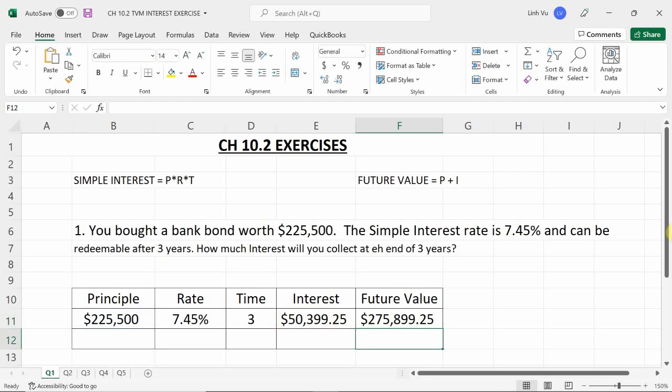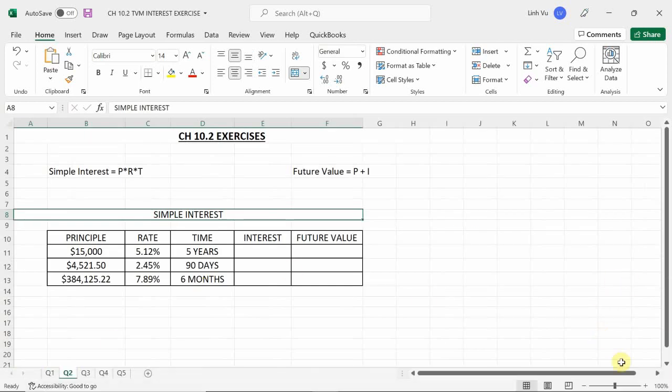So this is what I'm trying to ask you here. I bought a bank bond for 225,000, and it's going to give me 7.45% interest in a span of 3 years. How much interest did I collect? This is simple interest, right? We're just multiplying the rate by the lump sum by the time. I get about $50,000 worth of interest, and the total that I can redeem in 3 years is $275,895.25. Good. Okay.